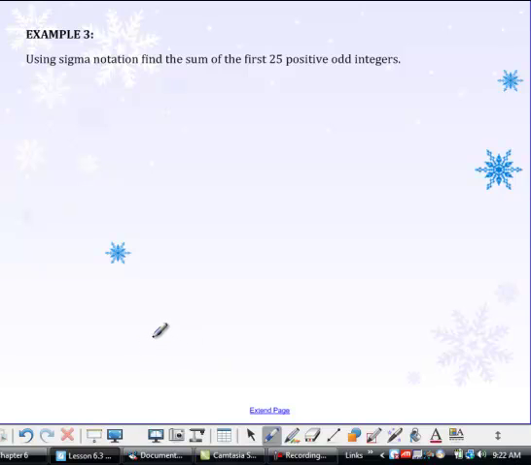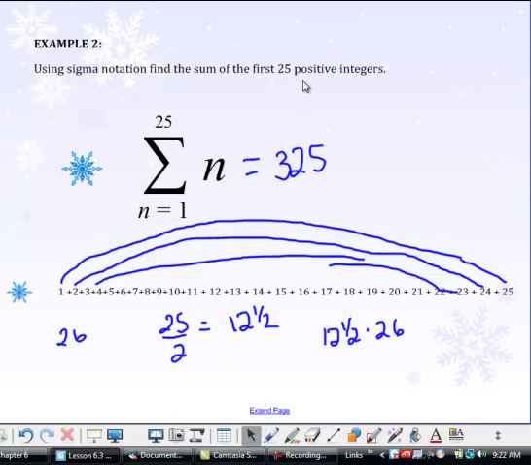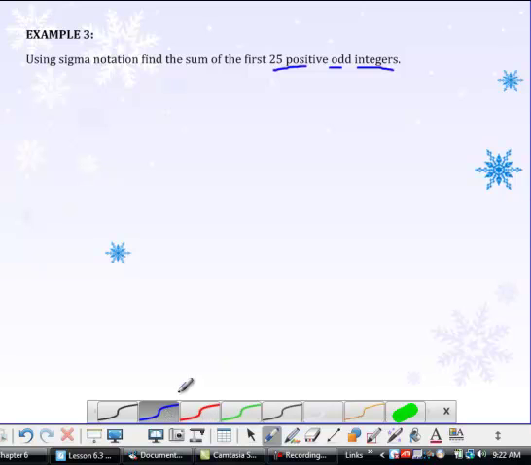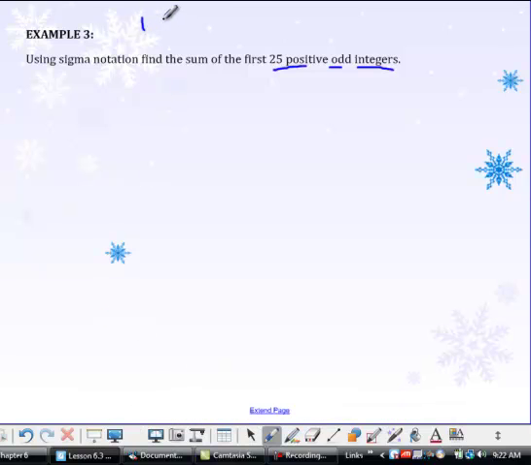Use sigma notation to find the sum of the first 25 positive odd integers. Wasn't that the same thing we just did in the last example? No, that was just the first 25 positive integers. Oh, so we're going to cut it in half by saying it's odd? Well, we got to do the odd ones. All right. So, let's see. That means I'm doing 1, 3, 5, 7.